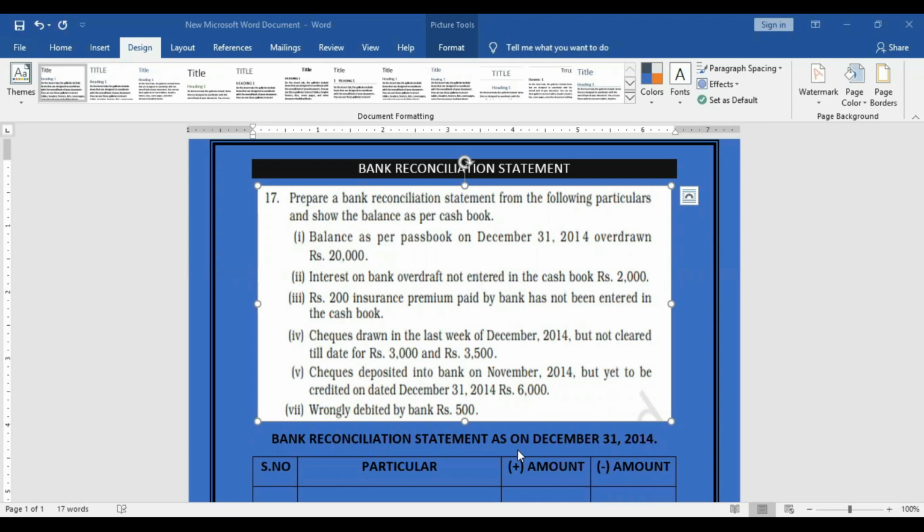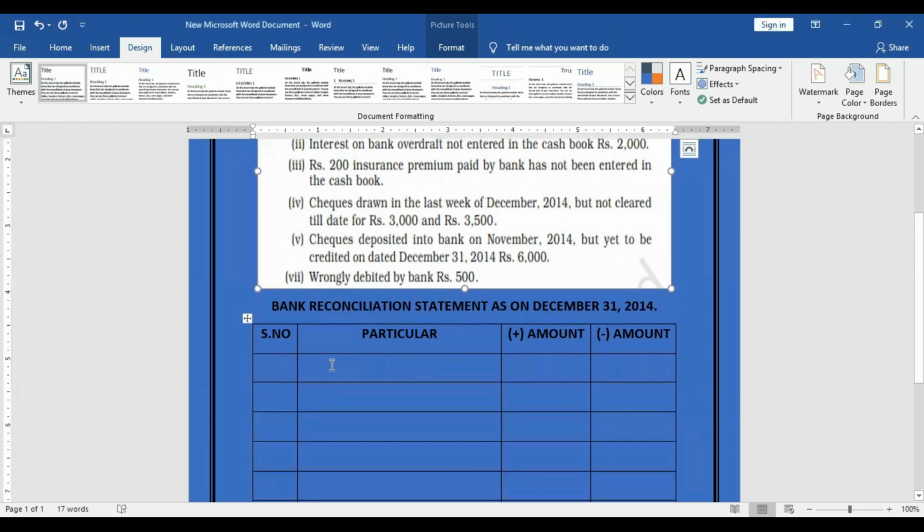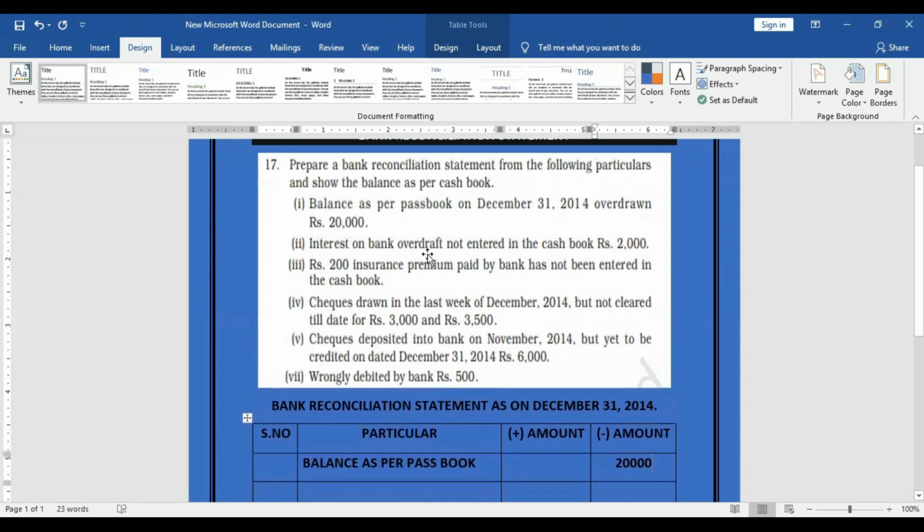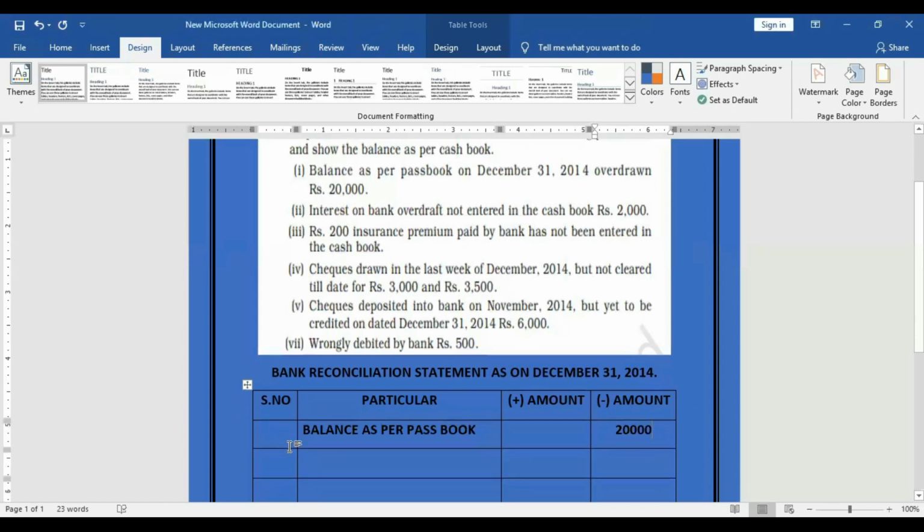If it is balance as per passbook, the procedure is what we have to do first. Since it is an overdraft, we have to show it in the minus column. 20,000 overdraft, 20,000.